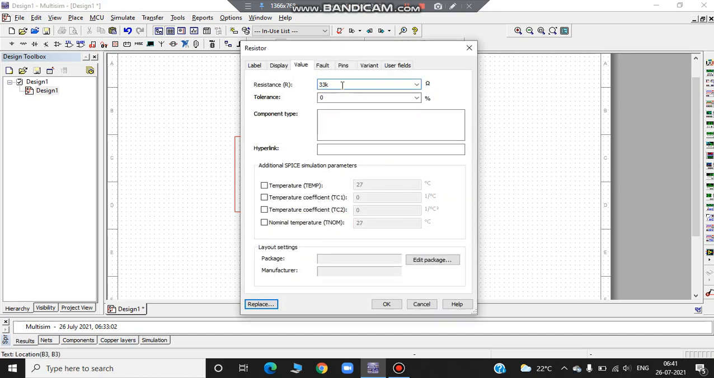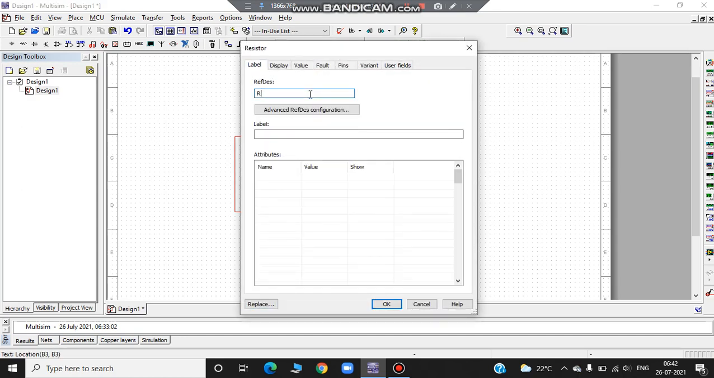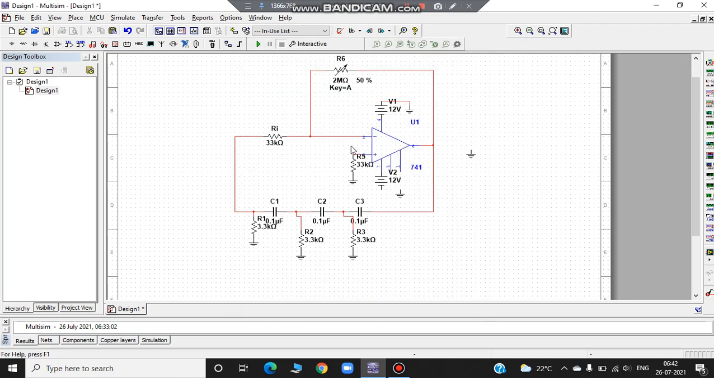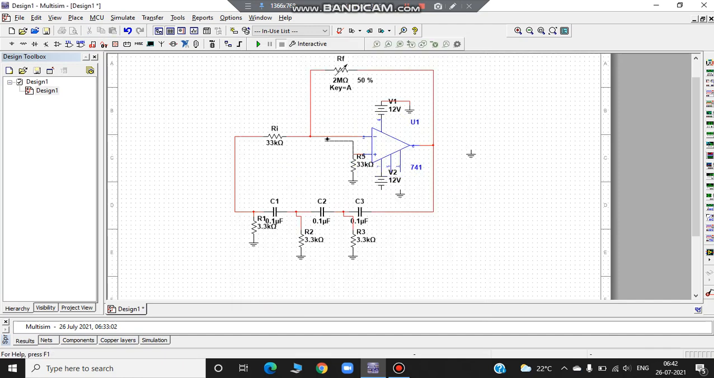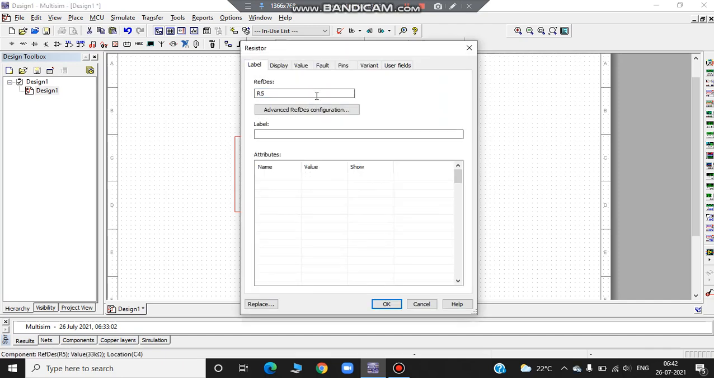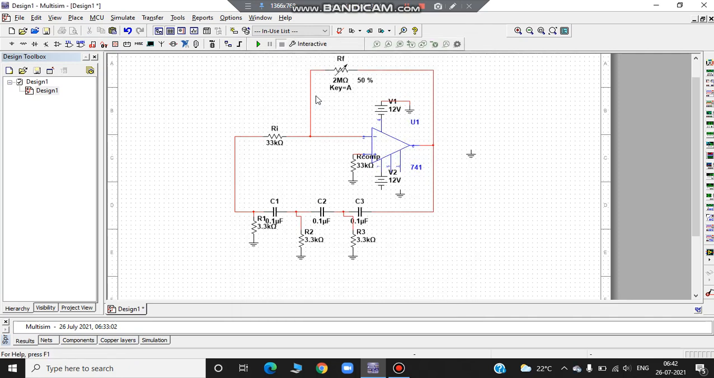We'll rename this as Ri, that is input resistance. We'll rename this as RF, that is feedback resistance, and we'll rename this as RComp, that is compensation resistor. Then we'll place an oscilloscope. Positive terminal of channel A is connected to output voltage, and negative terminal of channel A is connected to the ground. Now we'll save this.